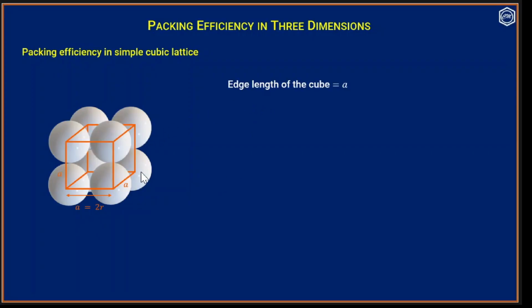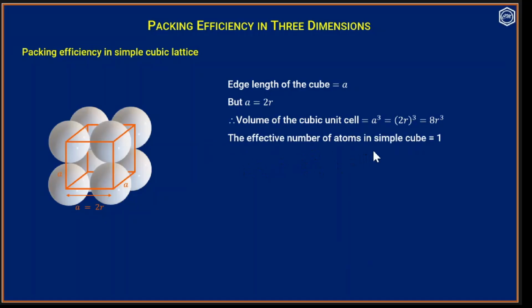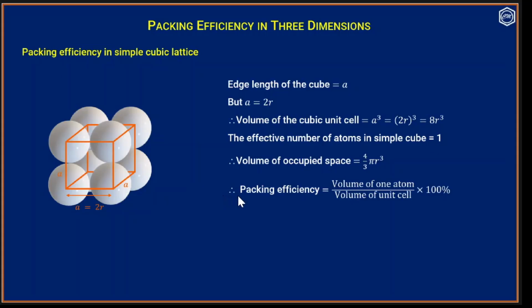And the edge length of the cube is a. Now a is equal to 2r. Therefore the volume of the cubic unit cell is a cube, that is 8r cube. The effective number of atoms in simple cube is only 1. So the volume occupied is 4 by 3 pi r cube. So packing efficiency will be volume of one atom by volume of the unit cell into 100, and that is only 52.4%. That is the least efficient close packing.